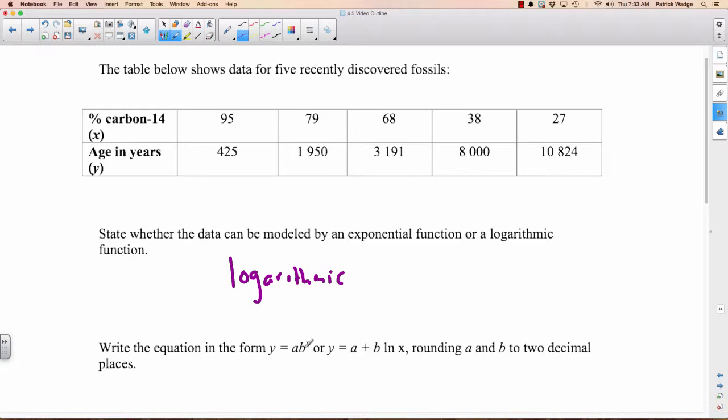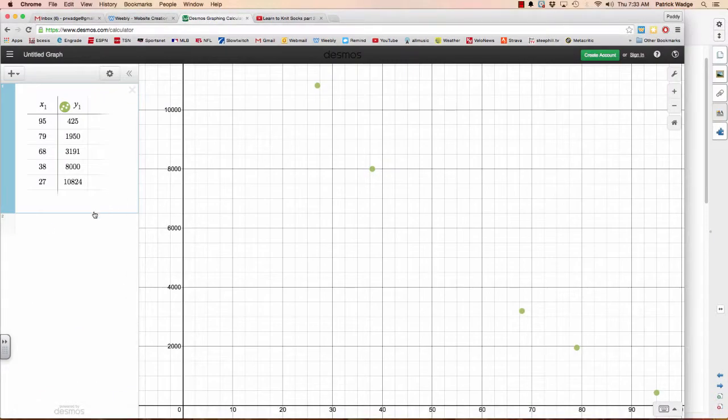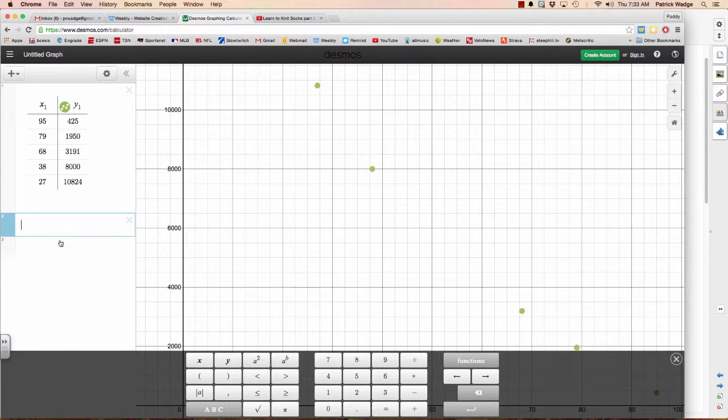And because of that, we're not going to use this, that's exponential, we're going to use this: y equals a plus b natural logarithm of x. And again, we just need to know what a is and what b is. So what you're going to do is enter that into the second function here. But you're not going to put y equals, you're going to put y, and by the way, it's y1, right? You see how it's in the y1 column here?